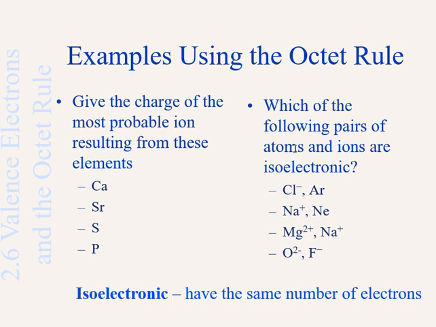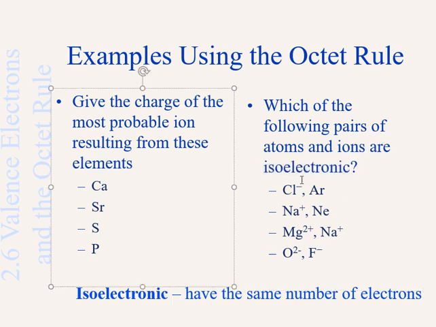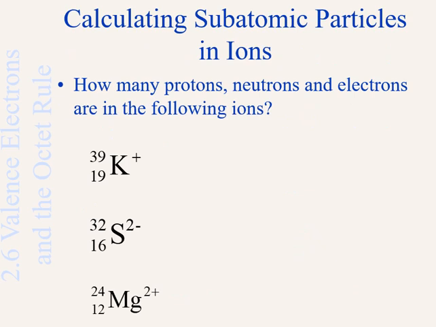Now, which of the following pairs of atoms and ions are isoelectronic? Isoelectronic means they have the same electron configurations. So chlorine 1 minus and argon, sodium 1 plus and neon. Write down the electron configurations of each of these pairs and see if they are the same after some of these atoms have gained charges, by gaining electrons or by losing electrons. If they have the same electron configurations, we say that they are isoelectronic to each other.